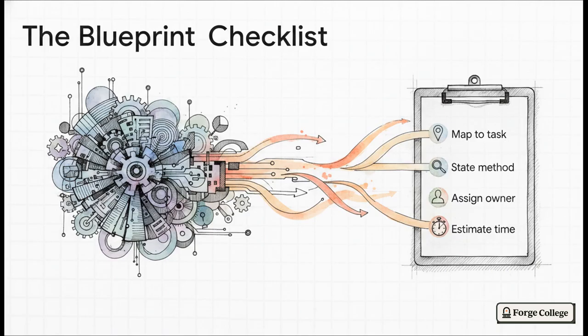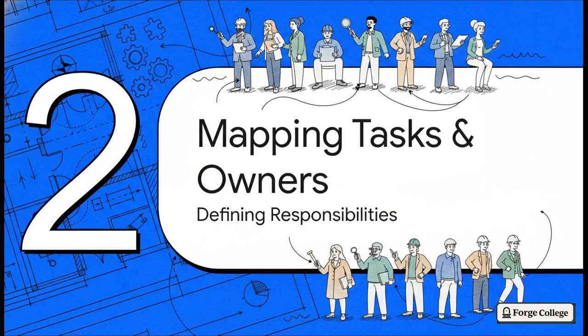To make that shift, every single node in your attack surface inventory has to transform into a verifiable task. You literally can't just write, check the smart contract on a sticky note and call it a day. No way. You've got to map out the element, clearly state your exact verification method, so something like targeted fuzzing or static analysis, then assign a specific owner, and finally, estimate a realistic evidence-based timeline. Which brings us to Section 2, mapping tasks and owners.